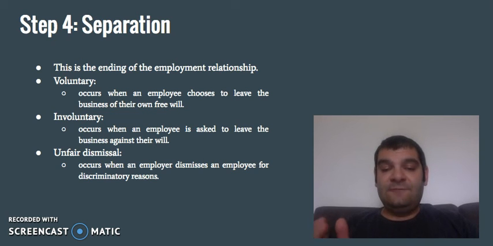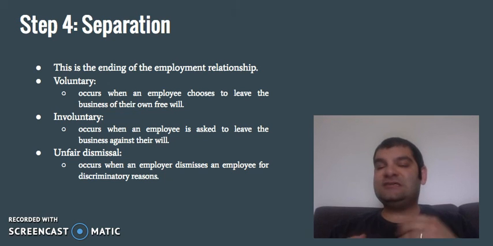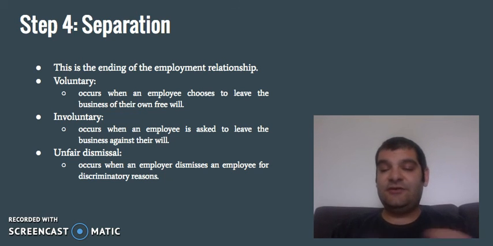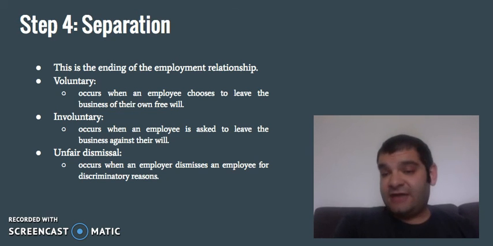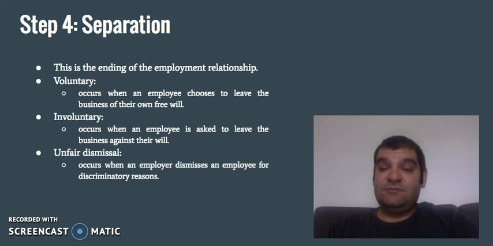So, for example, their pregnancy, their religion, their disability, their age, their sexual preference, their sex, their color, their race, if they belong to a trade union or if they don't belong to a trade union, or if they've been away because they've been sick for a legitimate reason. You can't discriminate against people for that, and you cannot dismiss them for those reasons.